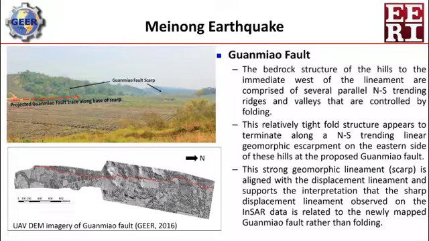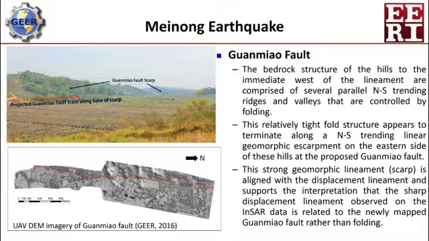And what we found is that there is a very sharp east-facing escarpment. Again, we're looking at a west-dipping thrust fault, which may have been activated by the Meinong earthquake. And that's, again, why we may have some more deformation in the Tainan area than we see in the main shock area. The hills to the west of the Guanmiao fault are tightly folded, north-south trending anticlines and synclines.